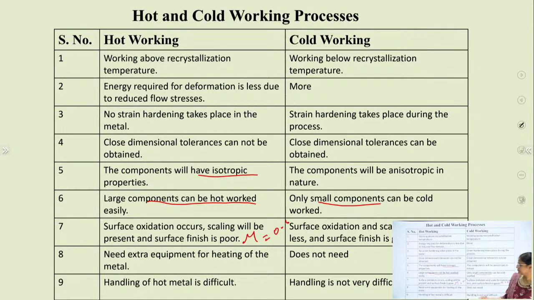We need extra equipment for heating of the metal in hot working operation, whereas in cold working operation we do not require extra equipment. And when the material is hot in hot working, the handling of hot material is difficult, whereas in cold working handling is not very difficult. We can easily handle the component which we are going to form.